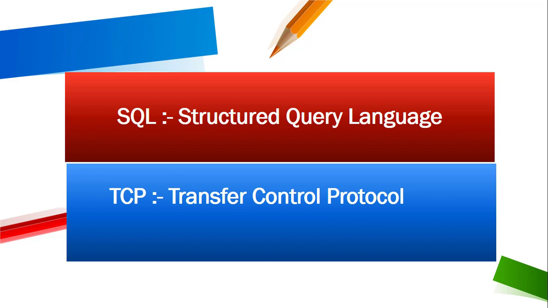TCP stands for Transfer Control Protocol. The role of the TCP protocol is basically to provide rules and procedures that govern communication among computers on the internet. So TCP basically consists of protocols, rules and regulations that guide communication between the computers on the internet.